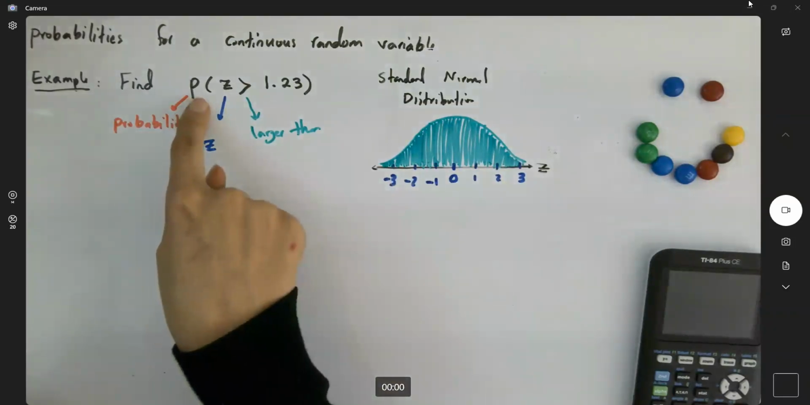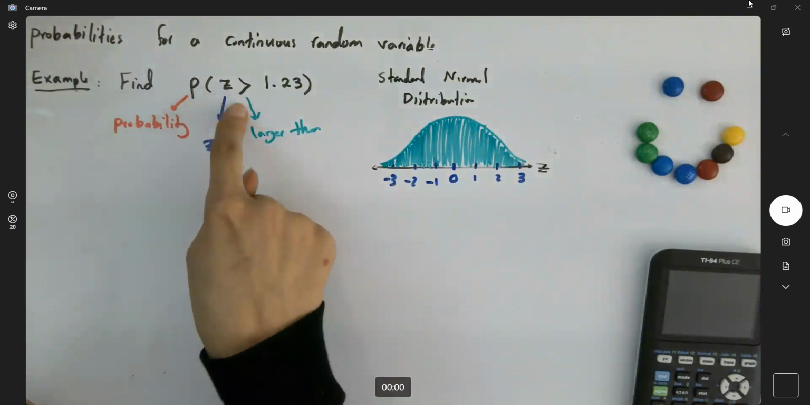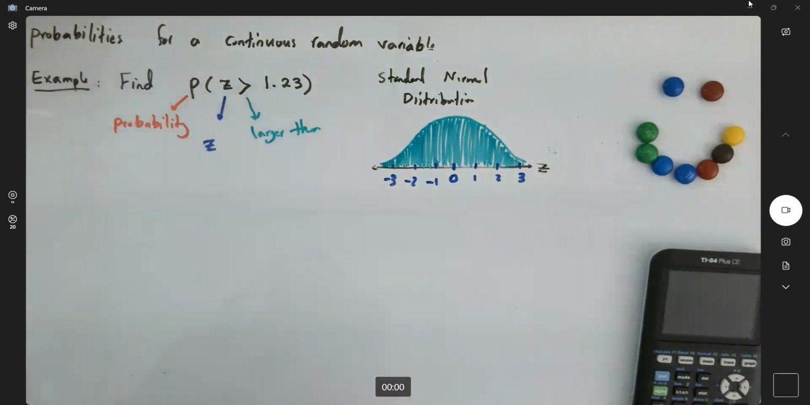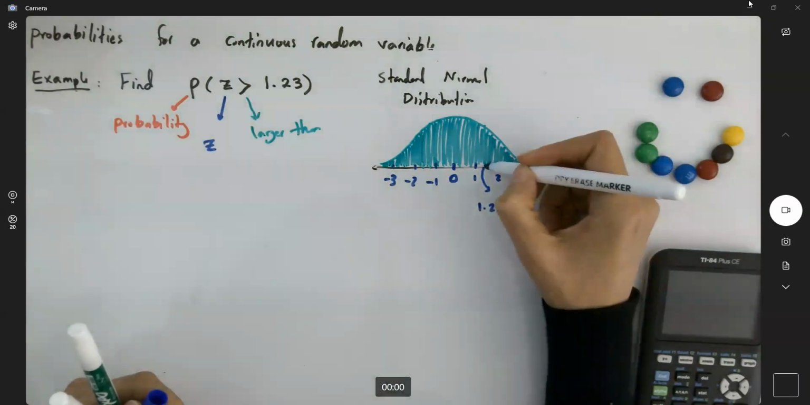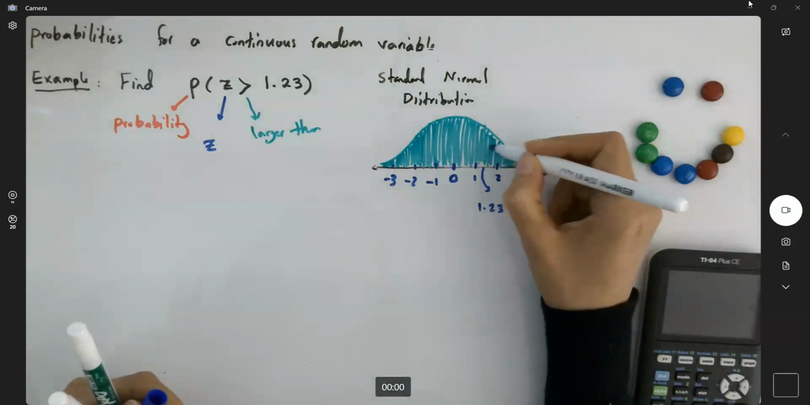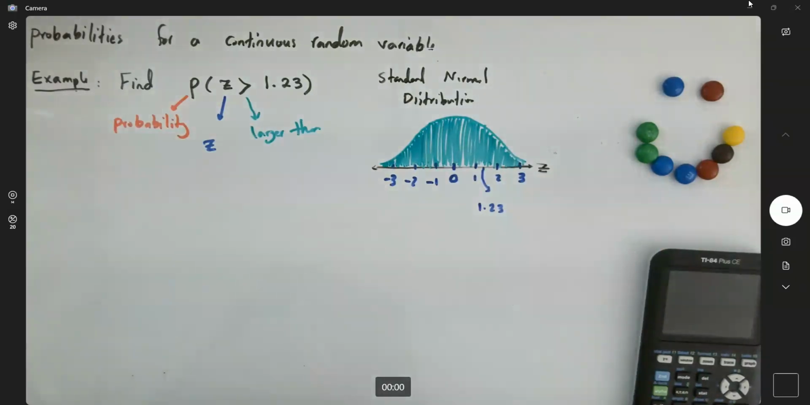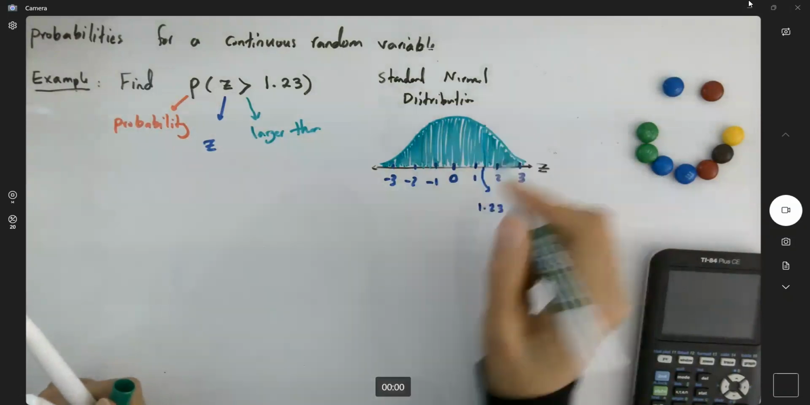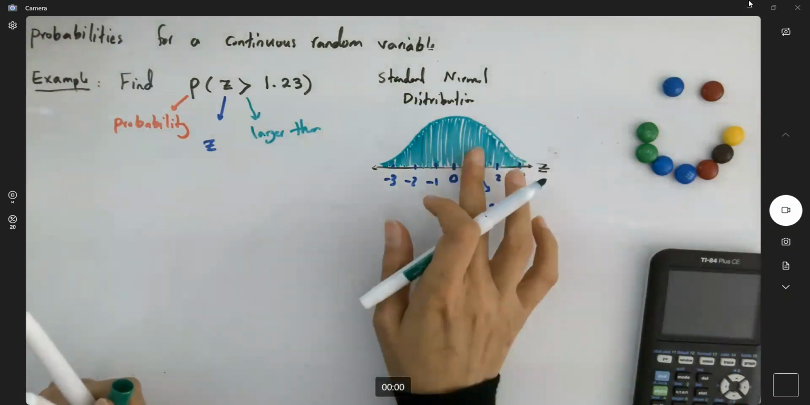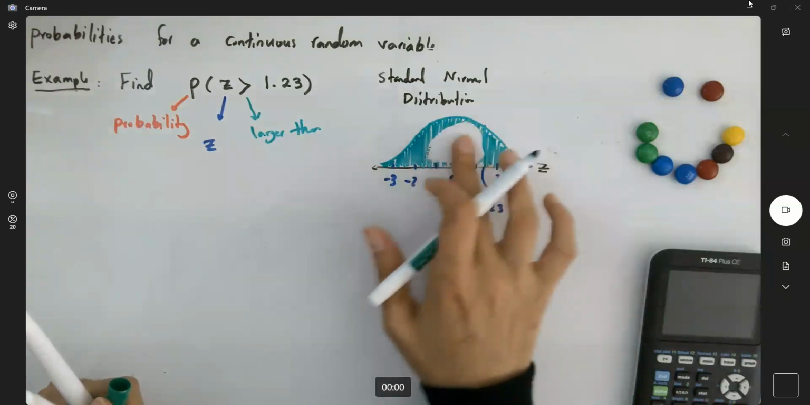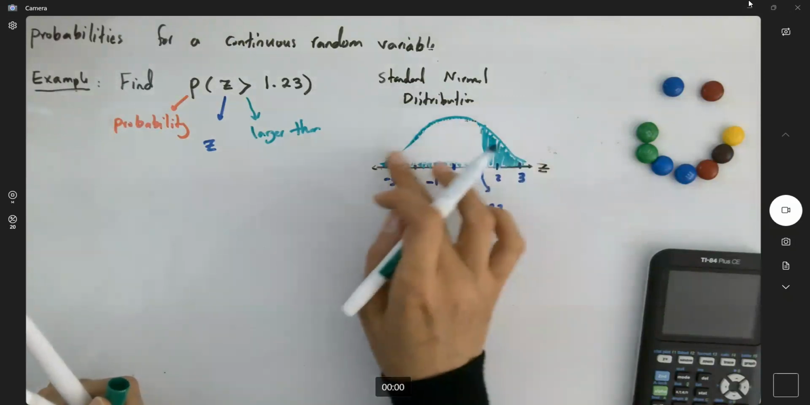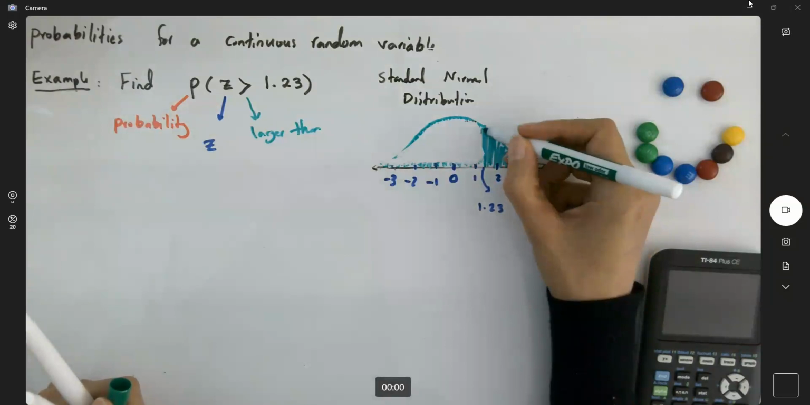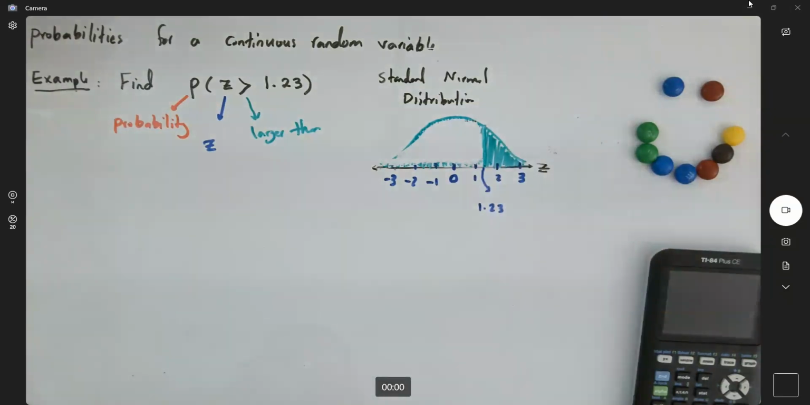The question says, hey, find the probability that z is larger than 1.23. Where is 1.23? 1.23 is right here, approximately. So it means that I want to know what is this little area. So I want to know what is this area to the right-hand side. It means that I can erase the rest of it. I don't need all of the areas. I just need the area or the probability to the right-hand side of this number 1.23. Okay, how do I do that?